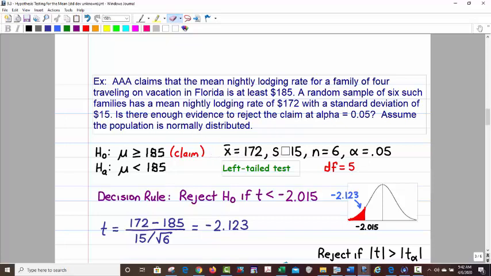Sample mean is 172, standard deviation is 15, n is 6. That's going to give me 5 degrees of freedom. Alpha is 0.05. This is a left-tailed test, so our chart value will have to be converted to negative when we look it up. So the decision rule will be to reject the H-naught if t is less than some negative chart value.